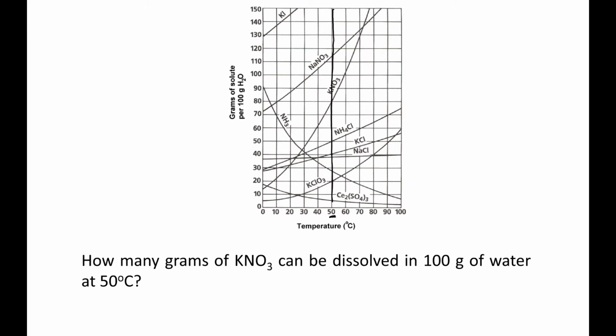But I can mark it on mine. Okay. And then I want KNO3. So KNO3 crosses right here. So when you bring that over, it's 80 grams. Okay? Hopefully you can figure that out.